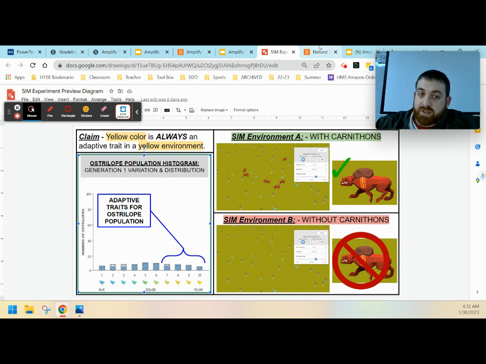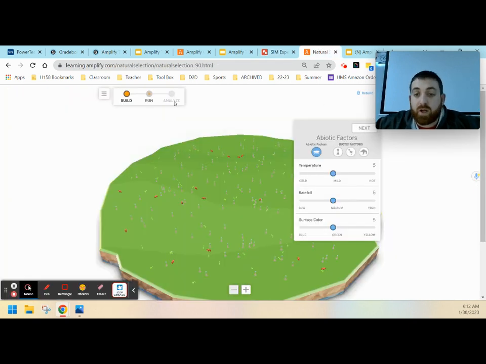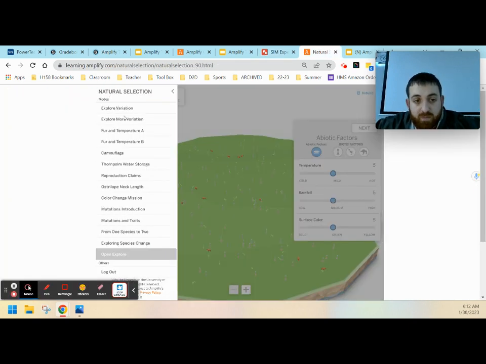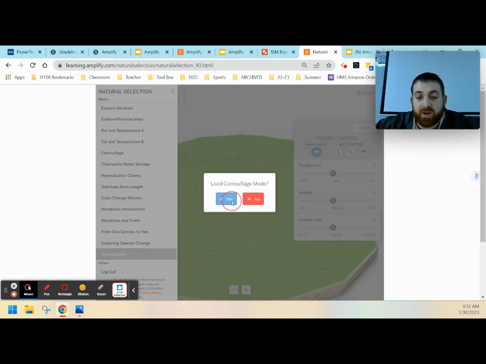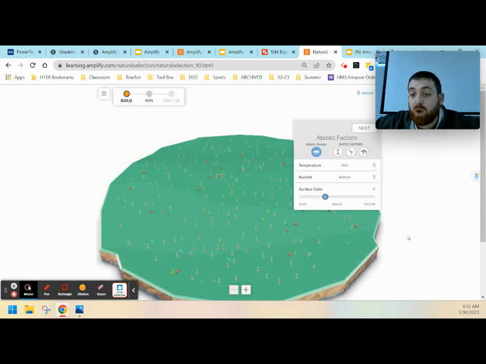So how that's going to work is you're going to dive into the sim and go to the modes. You're going to find the camouflage one because that's the one we've been looking at. That's what we explored with our moths at the very beginning. When you click on that, you're going to load it up. Now, for both experiments, with Carnathons and without, you're going to toggle your surface color to 7. That is yellow number 7, so it gives you that yellow tint that we've been talking about.